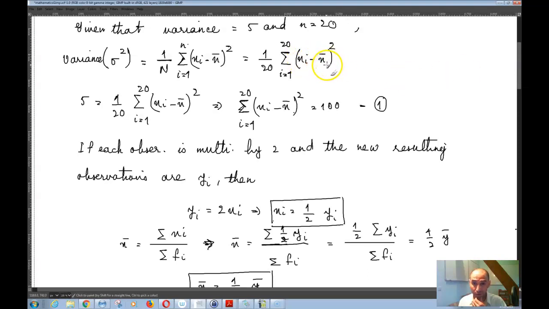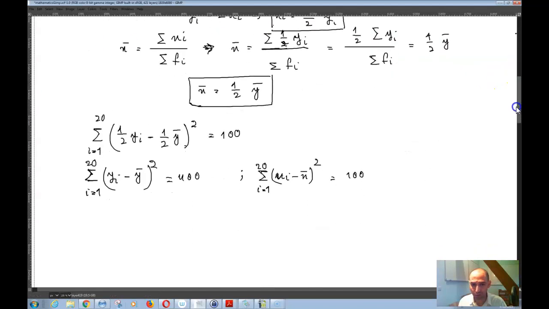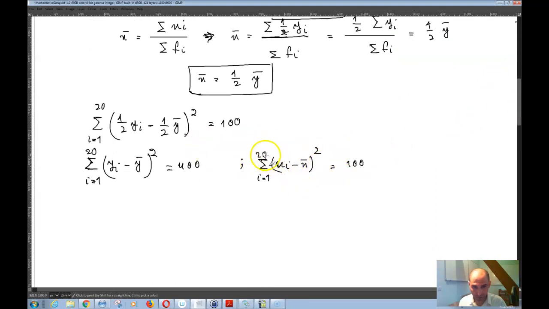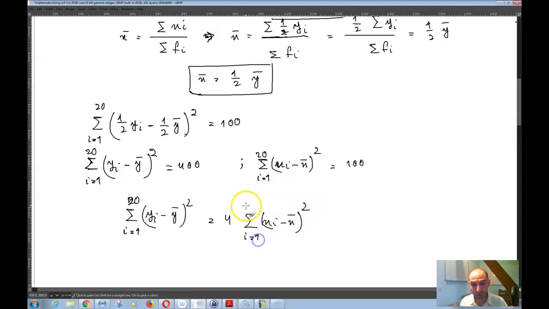And also we said that 1/20th of that is equal to 5, which is basically the same thing. So you can say that sigma of y of i minus y bar whole squared as i goes from 1 to 20 is equal to 4 times sigma of x of i minus x bar whole squared as i goes from 1 to 20.